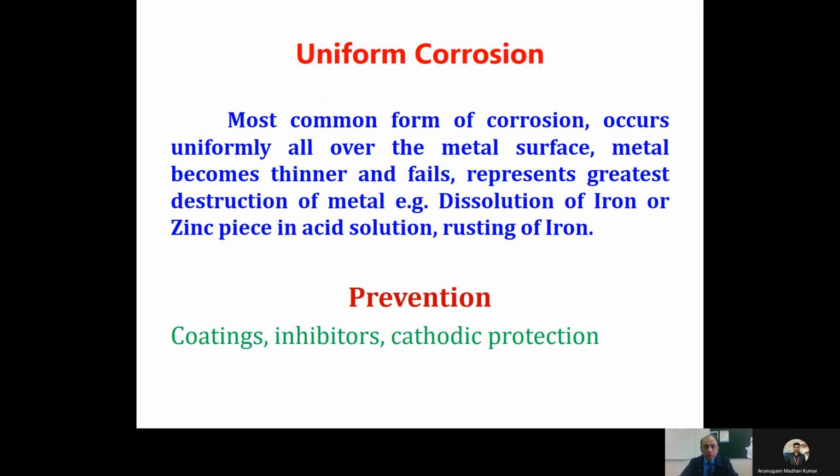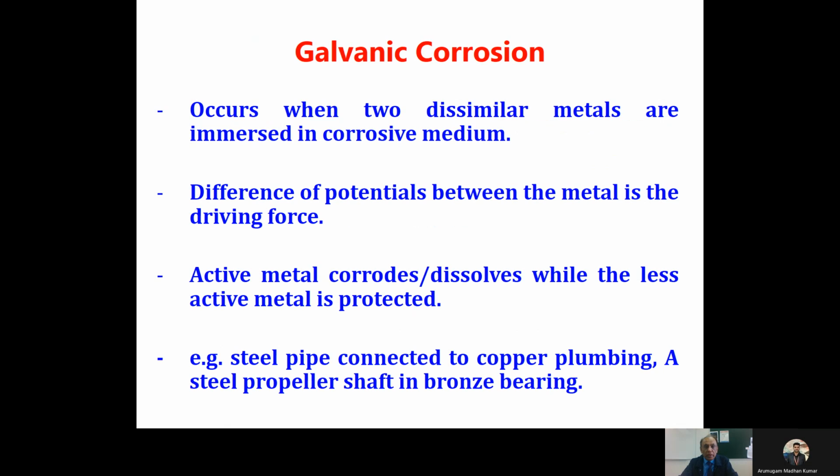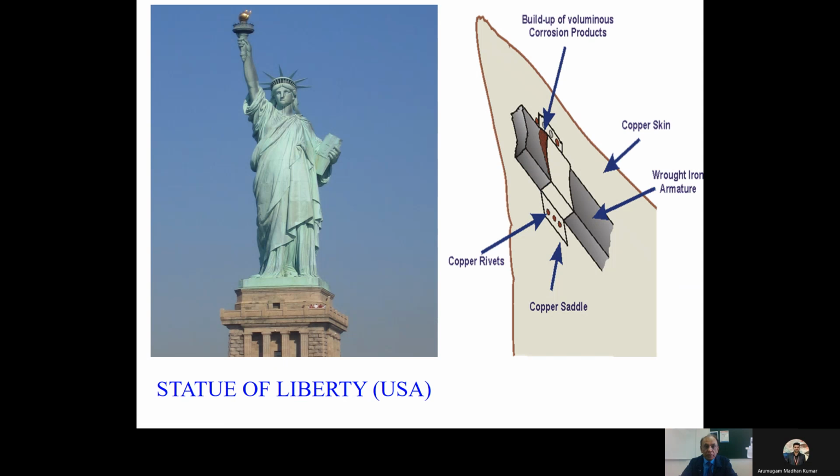Uniform corrosion takes place all over the metal surface. Galvanic corrosion will take place when two dissimilar metals are in contact. One metal is active, another metal is less active. So the active metal will act as an anode and the less active will act as a cathode. So due to the presence of two dissimilar metals, galvanic corrosion will take place. For instance, when a steel pipe is connected to copper plumbing, or second example, a steel propeller connected with bronze. So these two metals are in contact, and the corrosion will take place.